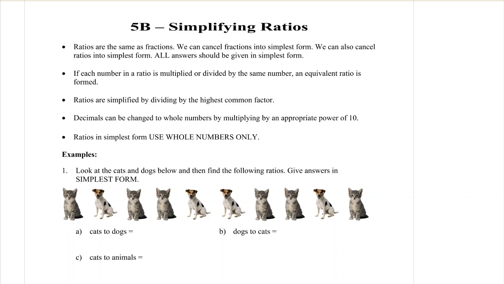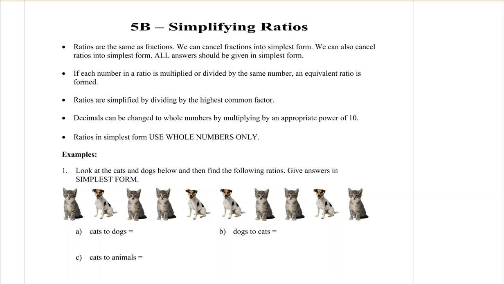Ratios are very similar to fractions. They can actually be represented as fractions. And we can simplify fractions, which means we can also simplify our ratios. And all ratios should be given in simplest form when possible. If each number in a ratio is multiplied or divided by the same number, an equivalent ratio is formed. We did come across that last lesson.